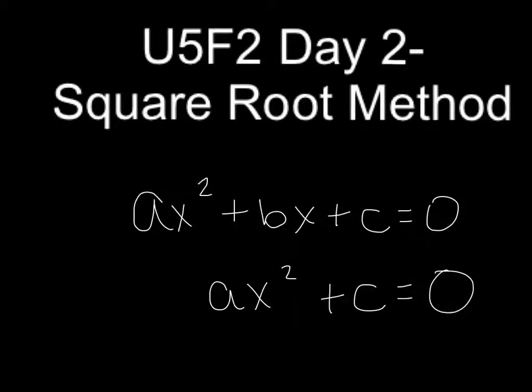Unit 5, Formative 2, Day 2. This is the square root method. Normally standard form is ax² + bx + c, and we set it equal to 0. But now we have to talk about when there's no b. So when the b is gone, you have ax² + c. So you don't have a term that just has an x. So that's when you use the square root method.